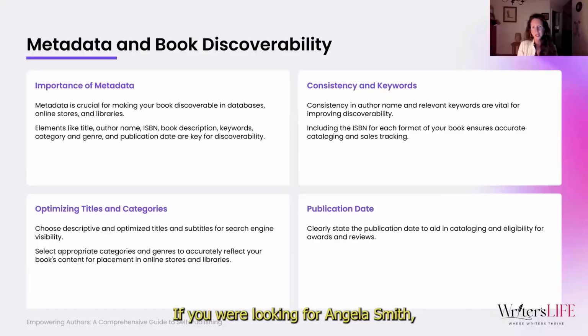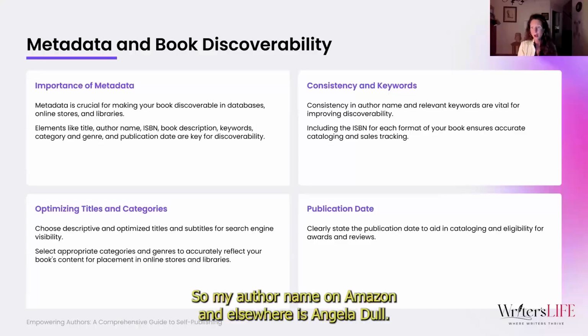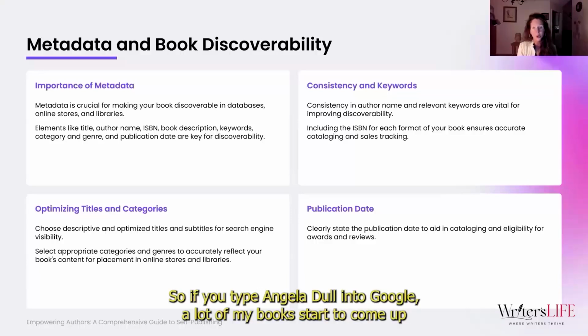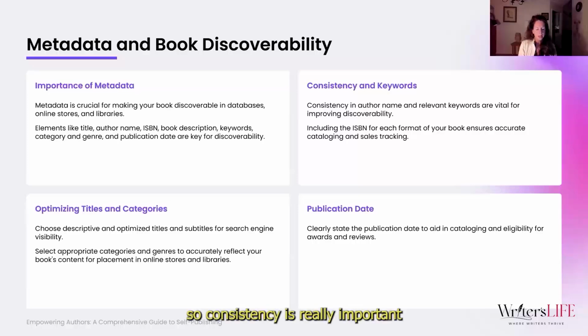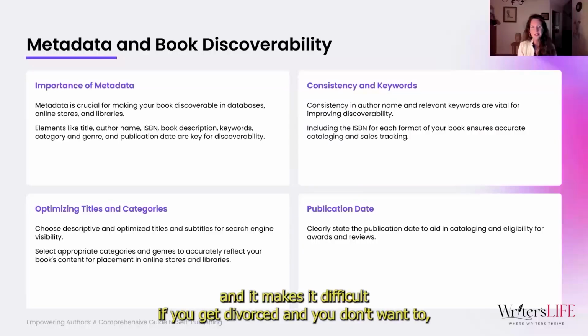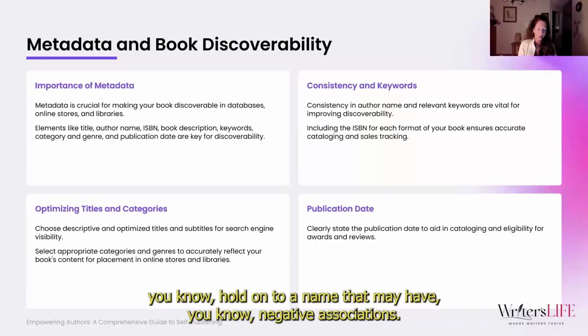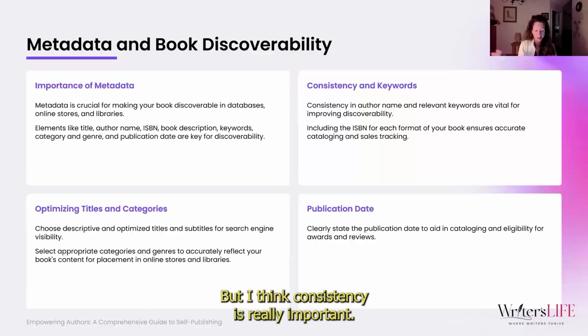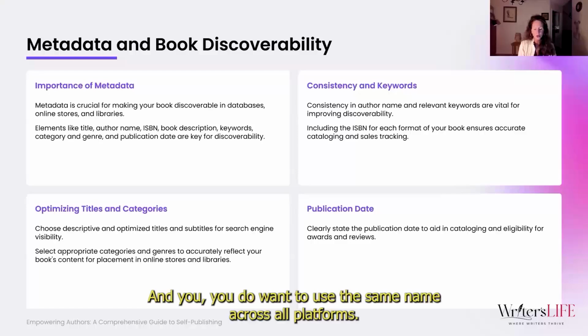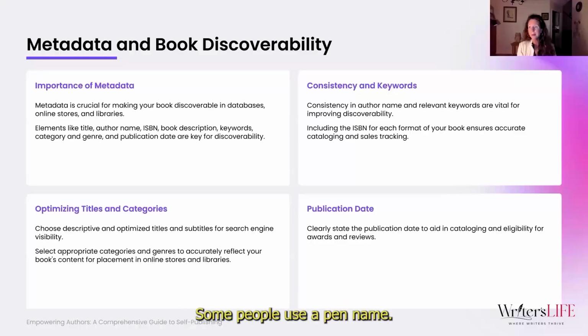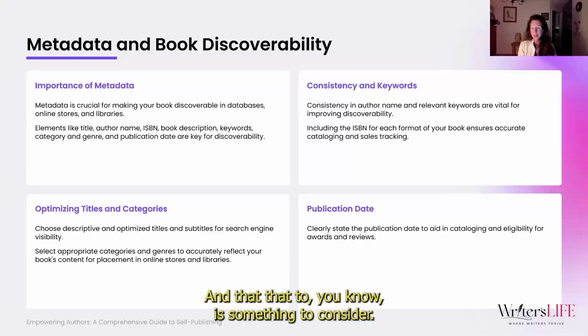If you were looking for Angela Smith, again, that's a very generic name. So my author name on Amazon and elsewhere is Angela Dole. If you type Angela Dole into Google, a lot of my books start to come up on a lot of different platforms. So consistency is really important, and it makes it difficult if you get divorced and you don't want to hold on to a name that may have negative associations. But I think consistency is really important, and you do want to use the same name across all platforms. Some people use a pen name, and that too is something to consider.